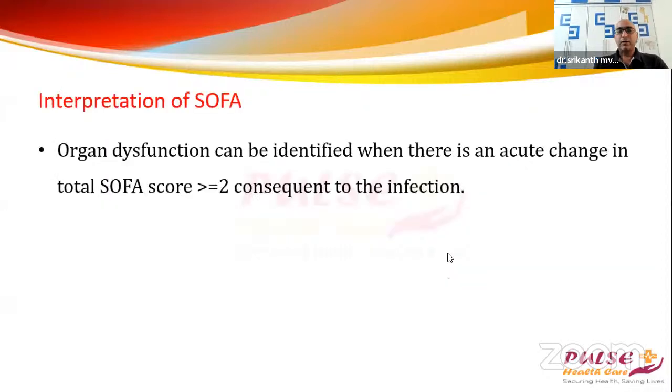So how do we define organ dysfunction based on SOFA scoring? Assuming the patient has an initial SOFA score of 0 with no pre-existing disease, with any acute change in the total SOFA score of 2 or more, we can say that the patient has some sort of organ dysfunction. So that is how SOFA is interpreted, and a score of 2 in SOFA characterizes a 10% mortality. So that's how severe a SOFA score of 1 or 2 becomes.